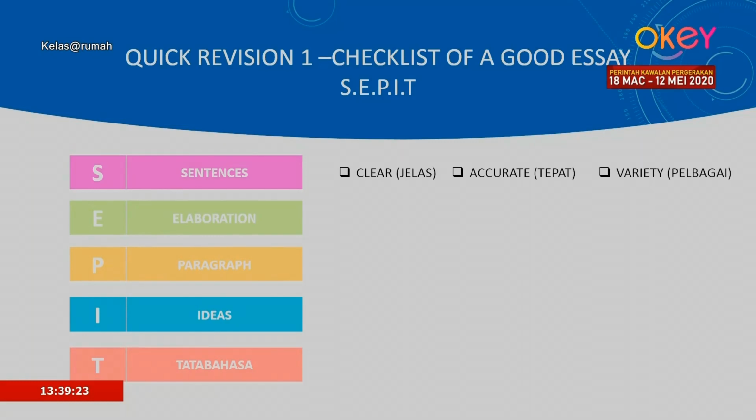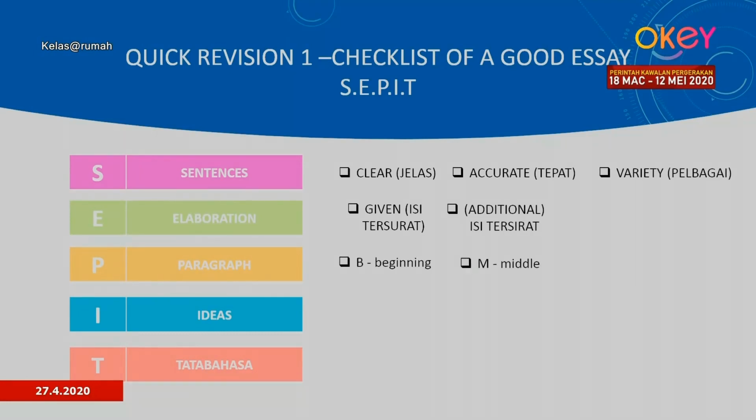E stands for elaboration. It means addition of points. Apart from the given points in the questions, students must be able to add more creative ideas to the whole story. And next, paragraph. Students must be able to organize their thoughts at least in 3 paragraphs. This is because a good story must have a beginning, a middle part, and of course, the ending.